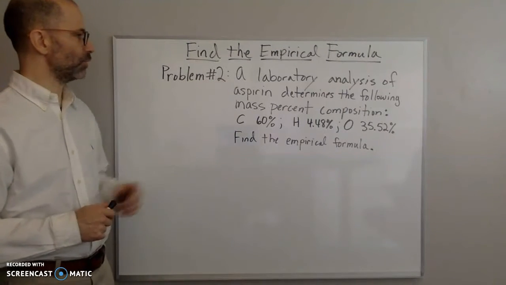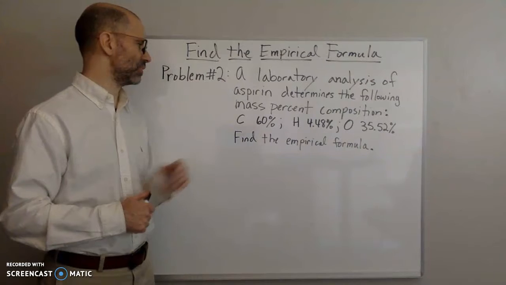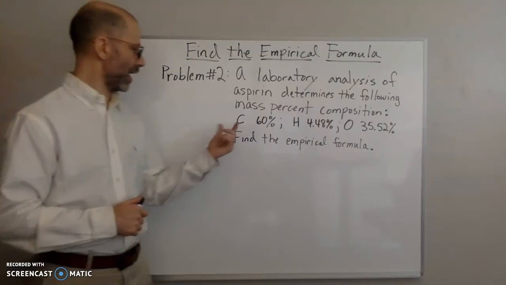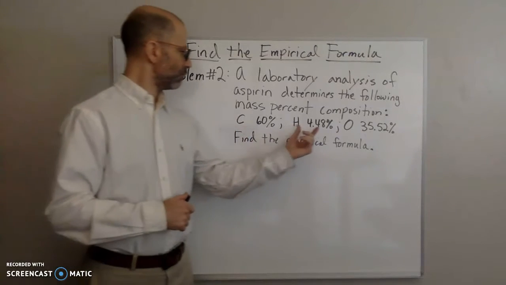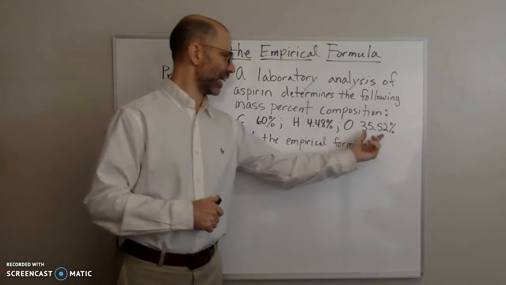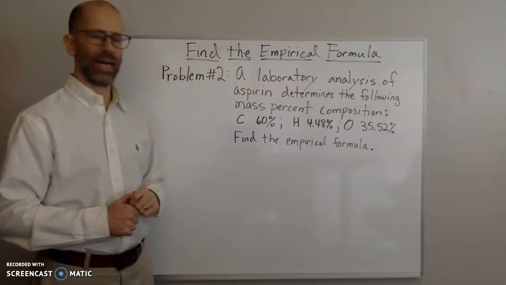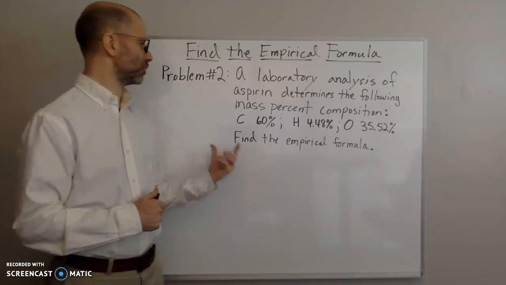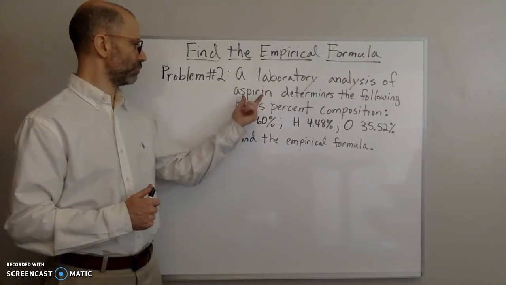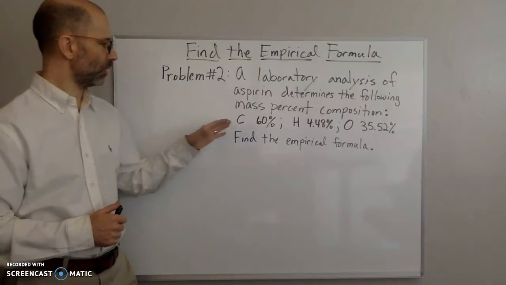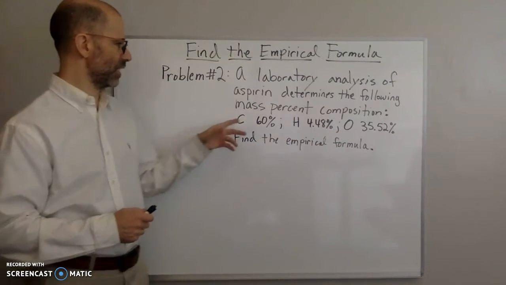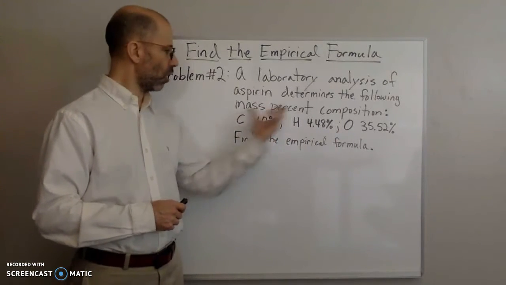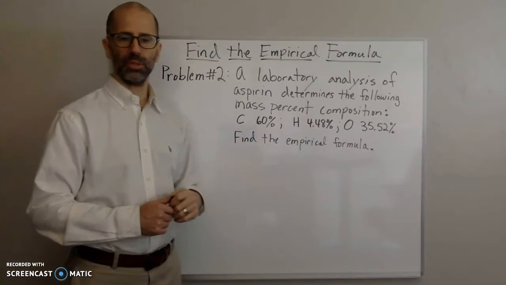So here it says a laboratory analysis of aspirin determines the following mass percent composition. So we have 60% carbon, 4.48% hydrogen, and 35.52% oxygen. And then they ask you to find the empirical formula. So we're trying to find the empirical formula for aspirin. Okay, so now that we're given these percentages, you can see that the percentages pretty much add up to 100%. So this is all that's involved in aspirin.